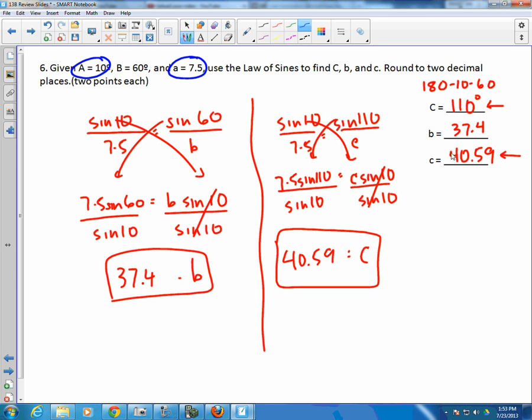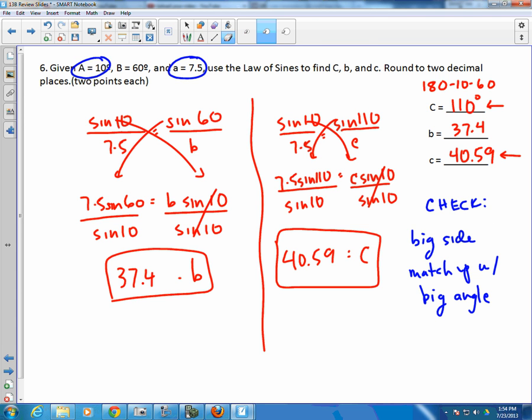So once again, I'll just write it down so you can see. But check that your big side matches up with the big angle. And then likewise, your small side matches up with the small angle. If those things don't match up, something went wrong. Go back, check your work.